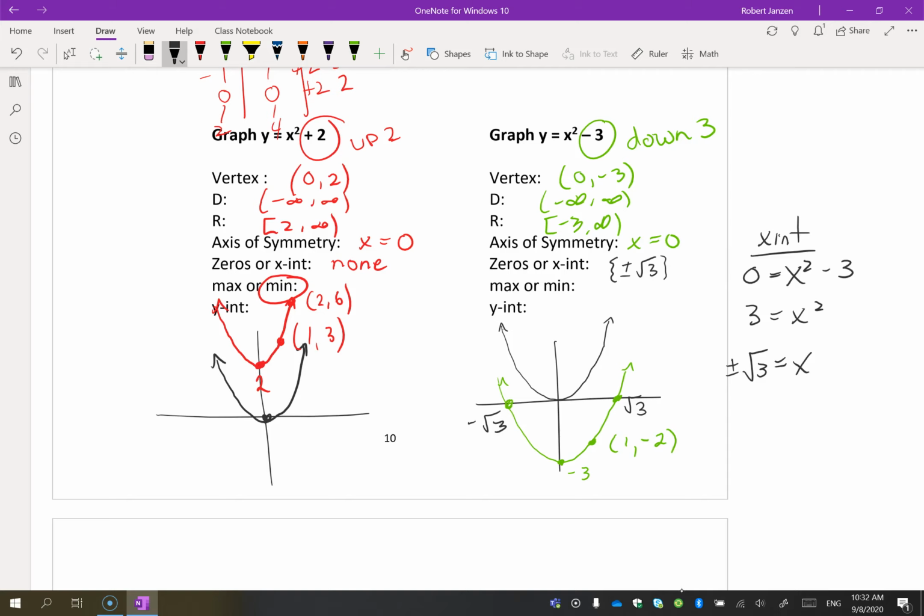Does this have a max or a min? It has a minimum. What is the y-intercept? Negative 3.